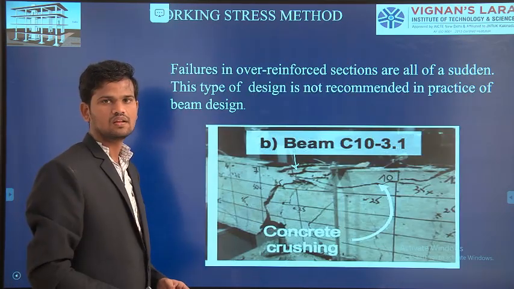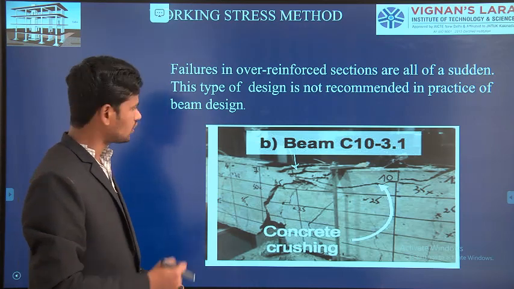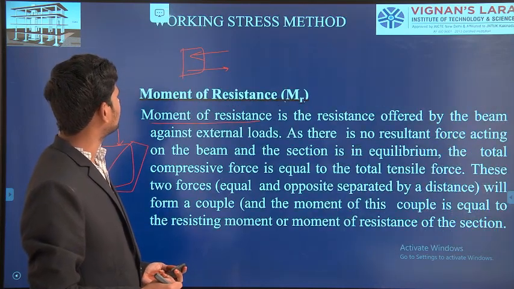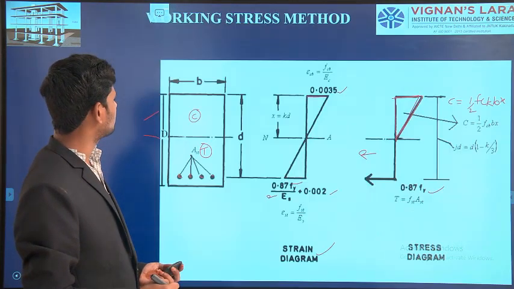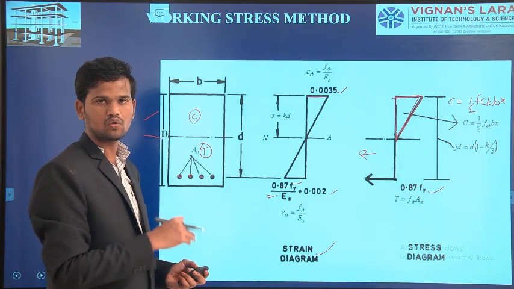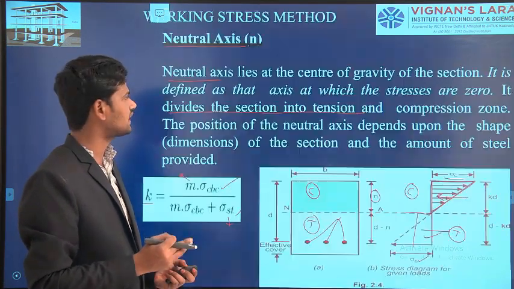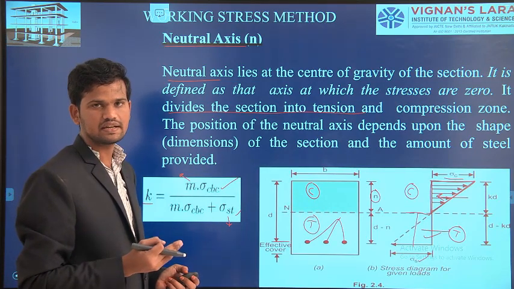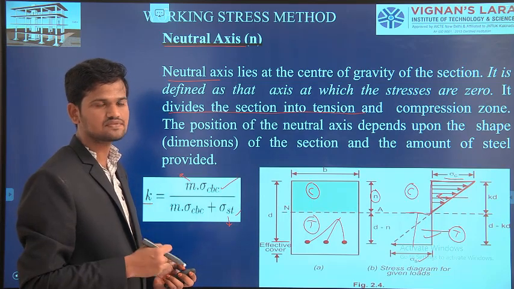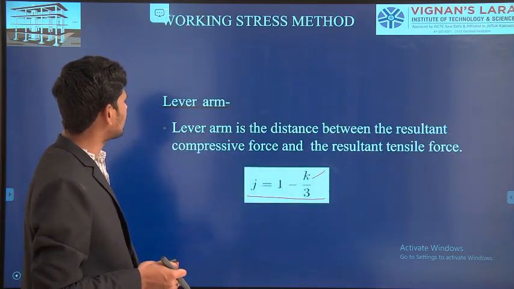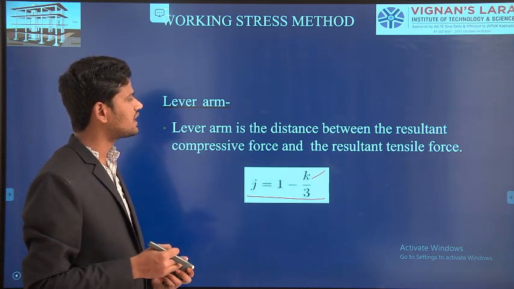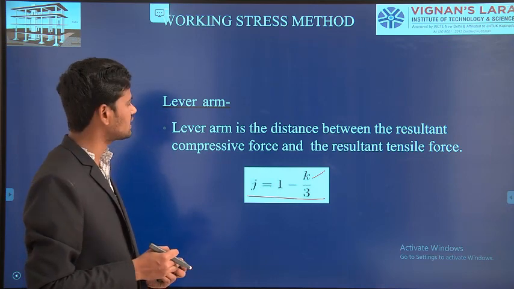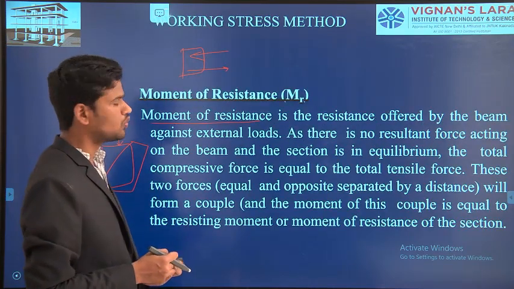Okay. Now we will see the conclusions. Up to now what we have discussed: we have discussed the working stress method. We have discussed the design of a structural member, how we design based on the compressive forces and tangential forces, as well as the neutral axis. The neutral axis divides the section into a compression zone as well as a tension zone. We have also discussed the lever arm. Lever arm is the distance between the resultant of compressive forces and the resultant of tangential forces. And we have discussed the moment of resistance.